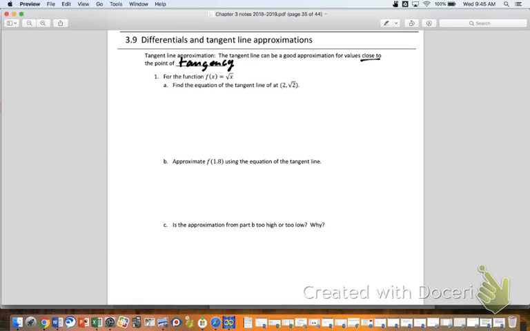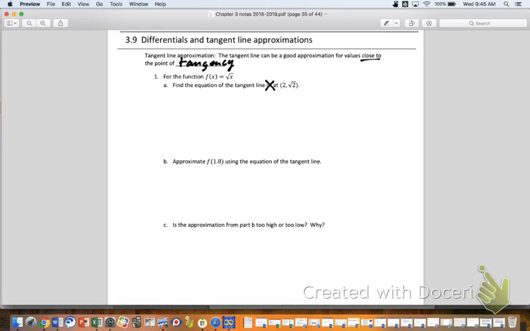Find the equation of the tangent line. Oh, there's an extra "of" in there. Find the equation of the tangent line at the point (2, root 2). Ready, go. If you remember this well, this should take you, I'm going to say, 2 to 3 minutes at the most.